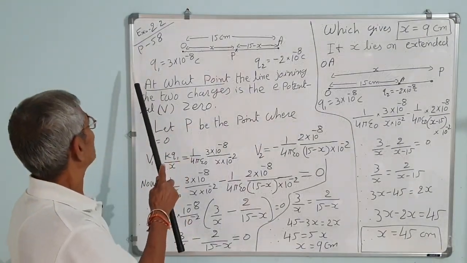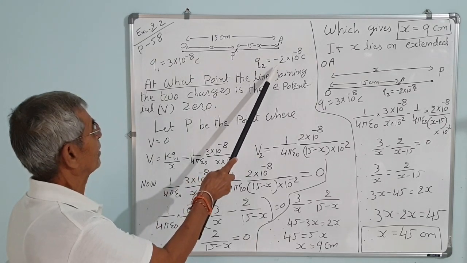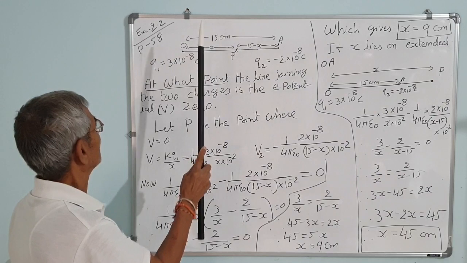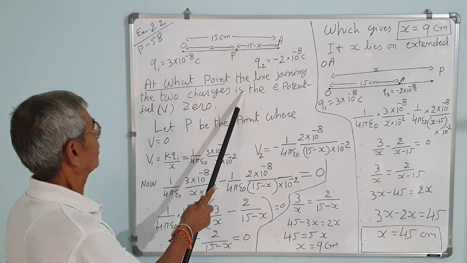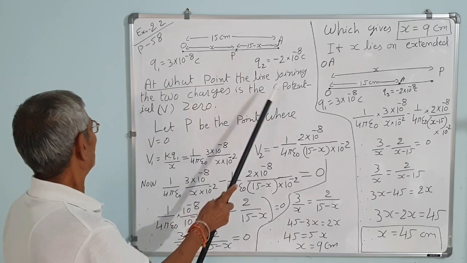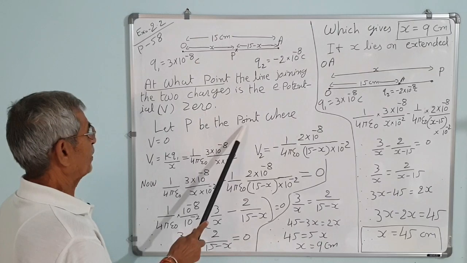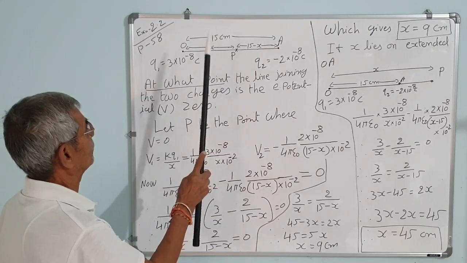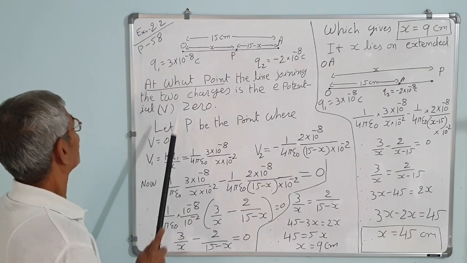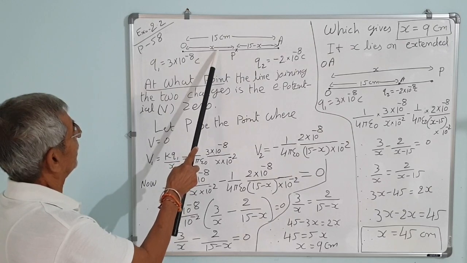Example 2.2 on page number 58. Two point charges 3 into 10 raised to minus 8 coulomb and minus 2 into 10 raised to minus 8 coulomb are separated by a distance of 15 centimeter. At what point on the line joining the two charges is the electric potential 0? Let P be the point where the potential V is 0. Then the potential due to this charge, that is Q1, is equal to KQ upon X.